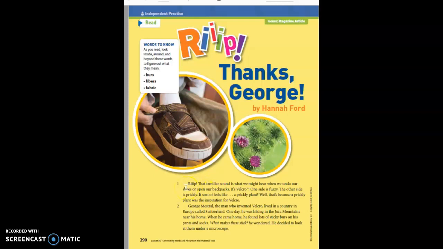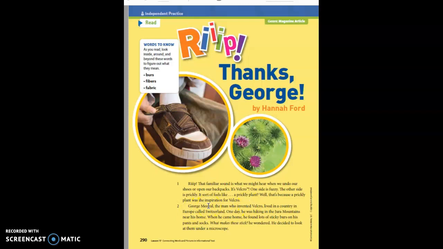So paragraph 1. Rip. That familiar sound is what we hear when we undo our shoes or open our backpacks. It's Velcro. One side is fuzzy, the other side is prickly. It sort of feels like a prickly plant. Well, that's because a prickly plant was the inspiration for Velcro.